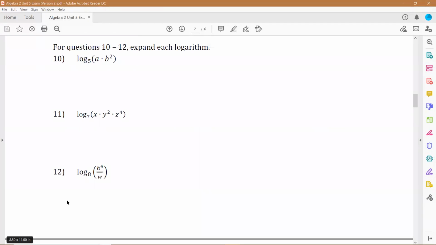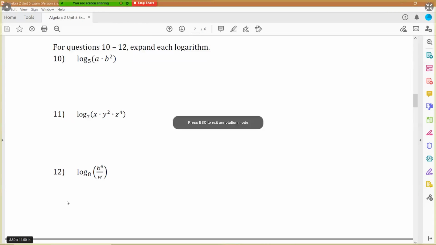Questions 10, 11, and 12, we are expanding logs. So at the bottom of your reference sheet, you're going to have the quotient, the product, and the power properties given to you to use to expand these. So looking at question number 10, we have log base 5 of a times b squared. Since it's multiplication here, we're going to use the product property to expand. When we expand using the product property, we use addition.